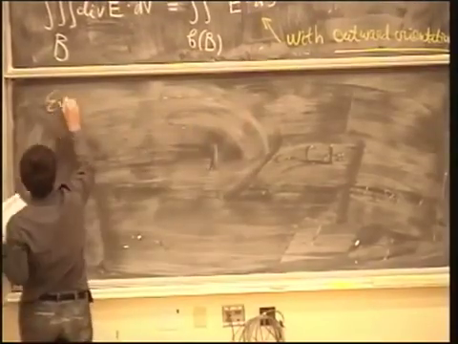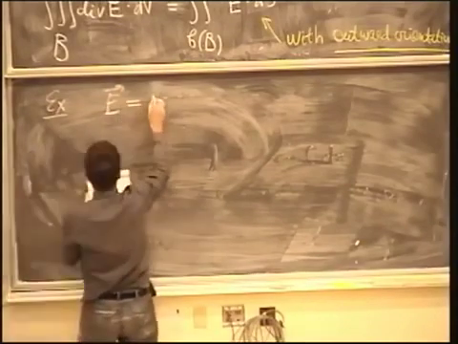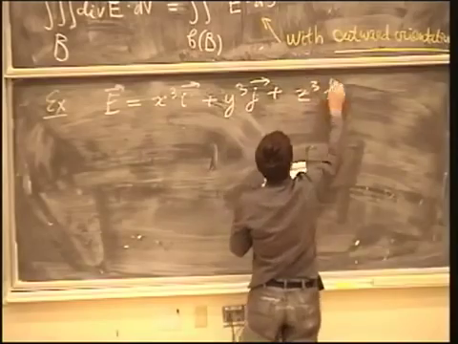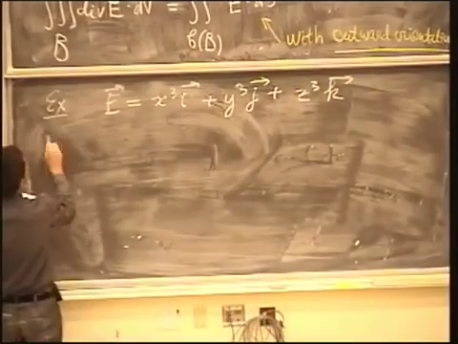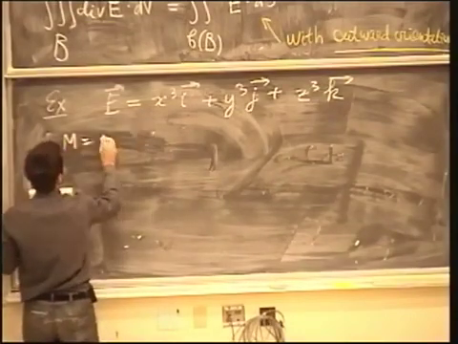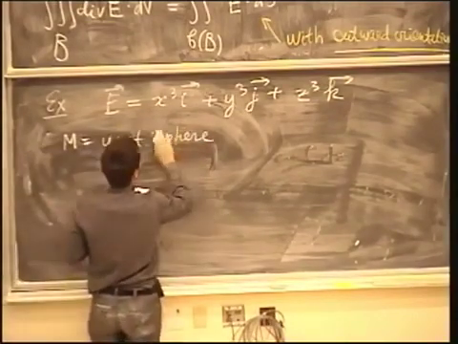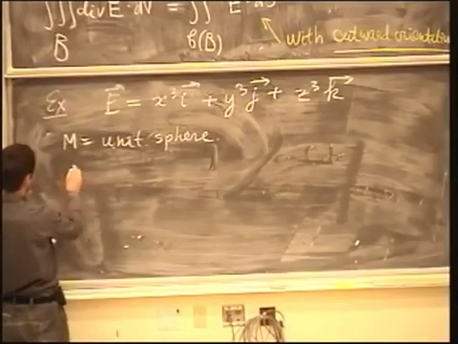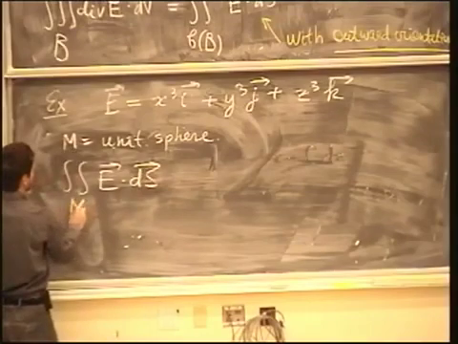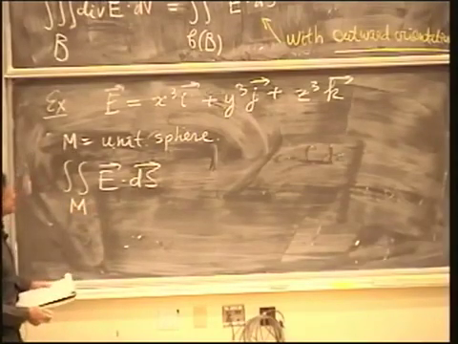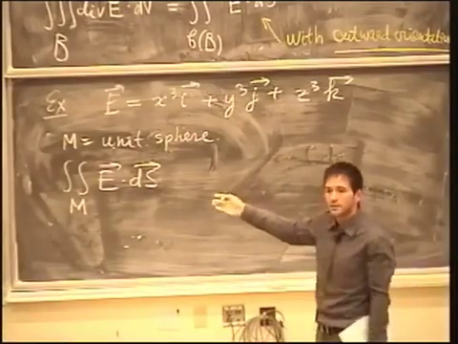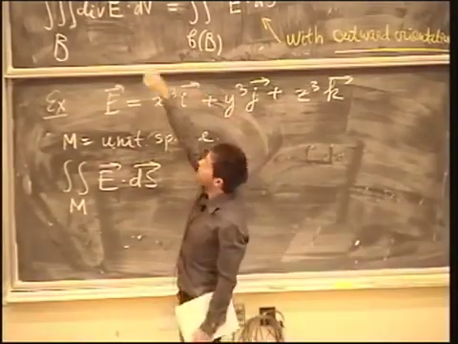So for example, suppose you have a vector field E which is x cubed i plus y cubed j plus z cubed k, and M is a unit sphere. You're asked to calculate the double integral of E dot dS over M. It's not impossible to do. You have to parameterize the sphere by using spherical coordinates, and then you'll get some formula. But it's rather complicated. So in this case, it is worthwhile to apply this theorem.